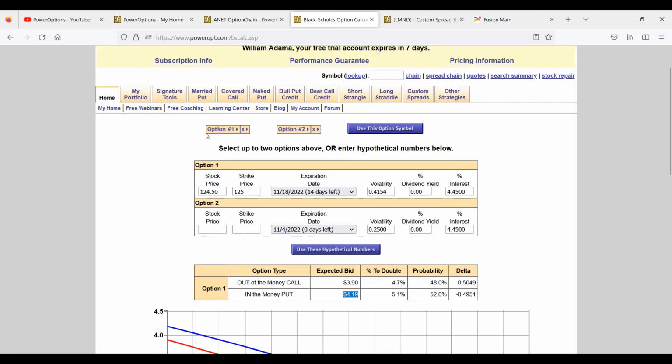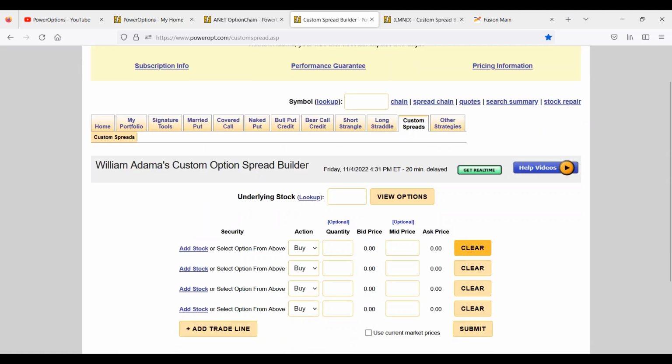There is a second way to do this, of course. So if I already knew that I had already sold this 125 put on Annette for 14, 15 days away, we'll use the custom spread tool, which is essentially the profit and loss chart. You can put in any position when you're using the search in PowerOptions, or you're tracking the position in your portfolio, and from the portfolio you link to the profit and loss chart. But from scratch, I can just build this Annette position as I sold it today.